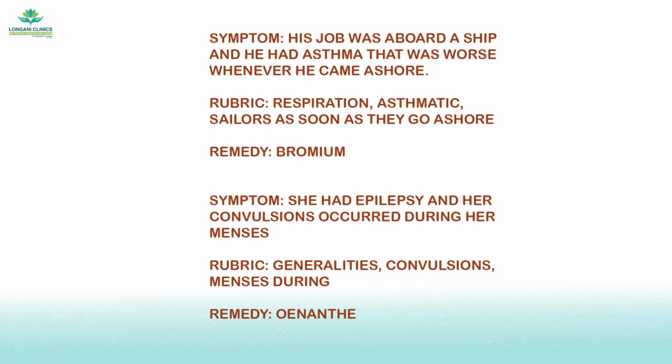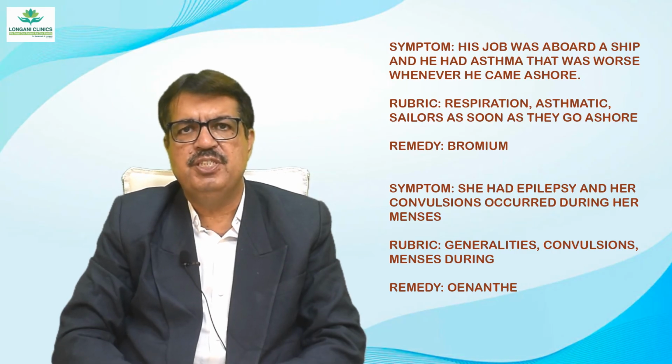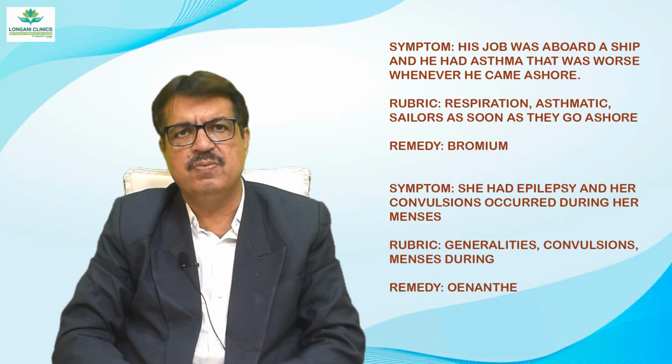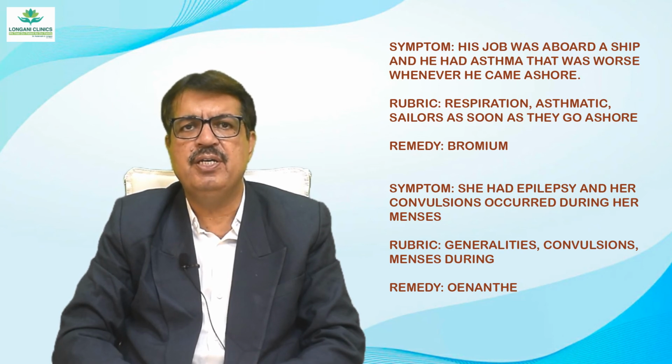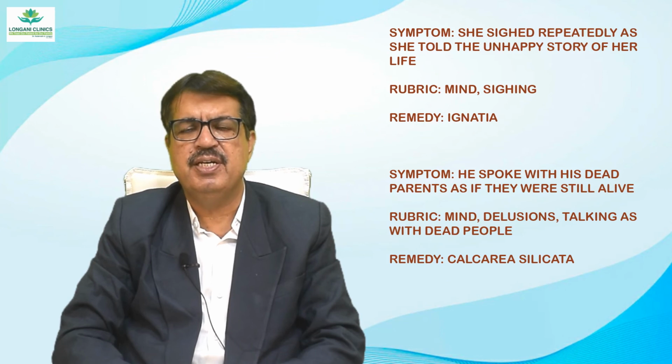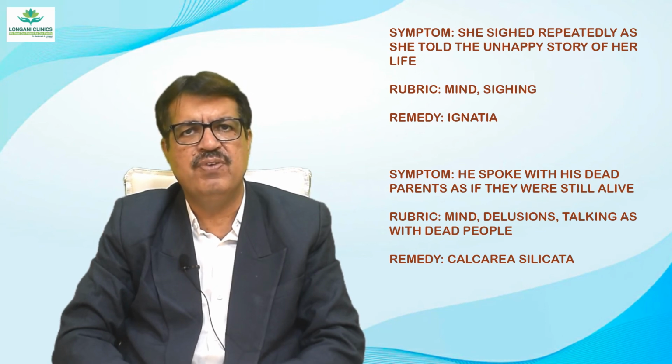The remedy is bromium. The symptom: she had epilepsy and her convulsions occurred during her menses. The rubric: generalities, convulsions, menses during. The remedy is oenanthe. Next symptom: she sighed repeatedly as she told the unhappy story of her life. Medicine you will find is in the rubric mind, sighing.